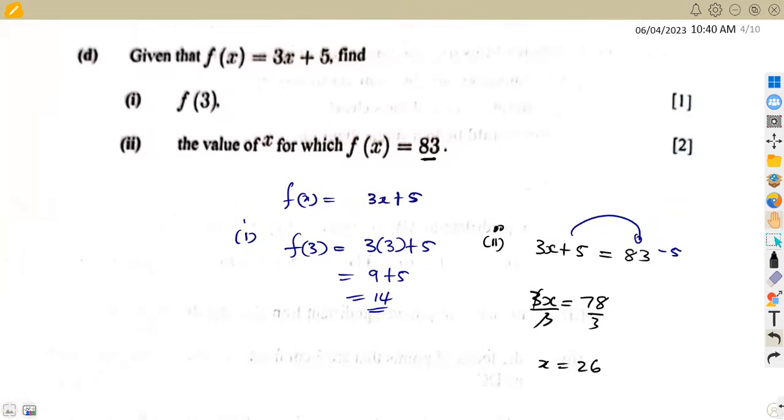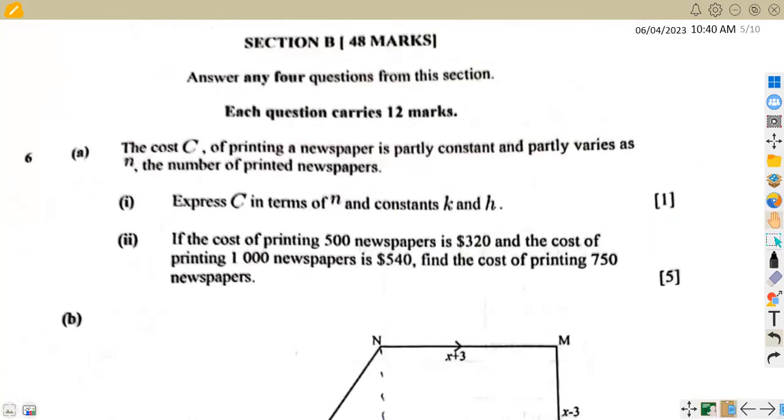All right, so that is how we were supposed to attempt this typical question on D item 2. Let's check the other part of the question and see what we're given. That is our section B in this case. Answer any 4 questions from this section. Each question carries 12 marks. Take note, each and every question that you have here carries 12 marks. So it's your option, guys.